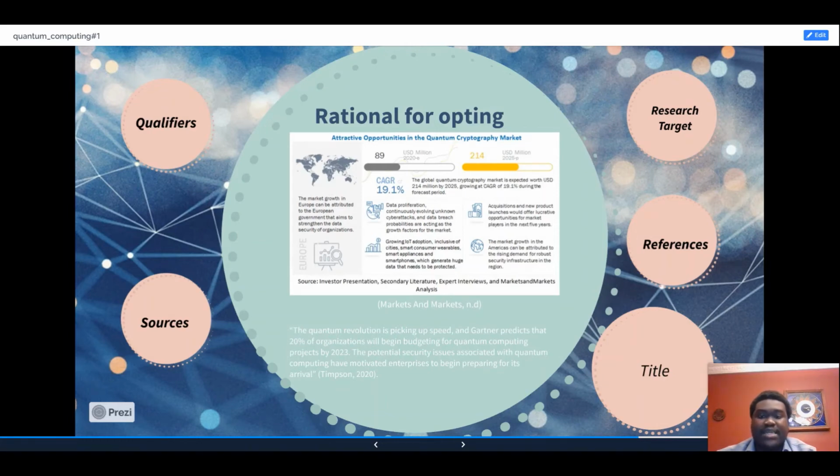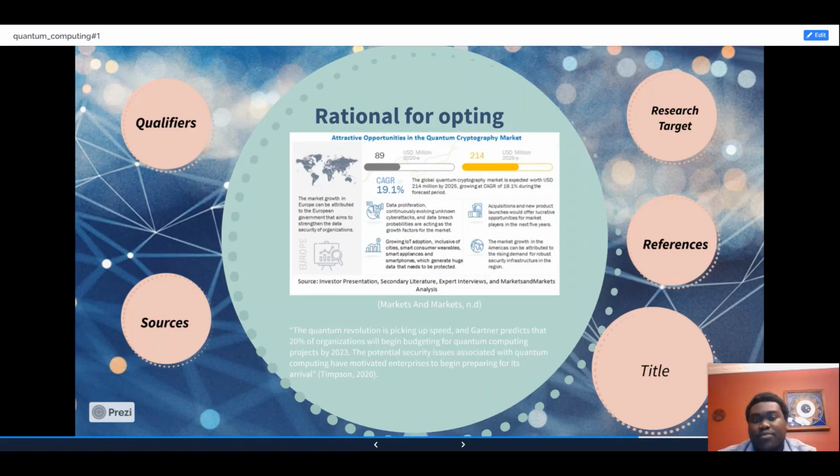According to this graph by Markets and Markets, between the years 2020 and 2025, the market for quantum cryptography is projected to grow from $89 million to $214 million with a compound annual growth rate of 19.1%. This is proof that the quantum revolution is picking up speed, and Gartner predicts that 20% of organizations will begin budgeting for quantum computing projects by 2023. However, the potential security issues associated with quantum computing have motivated enterprises to begin preparing for its arrival.